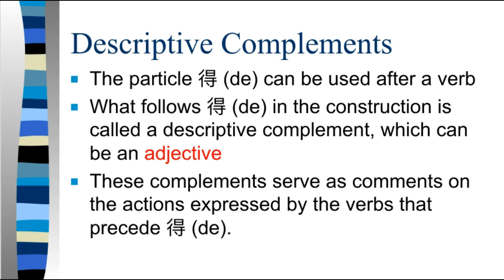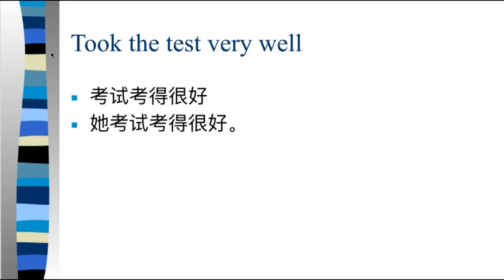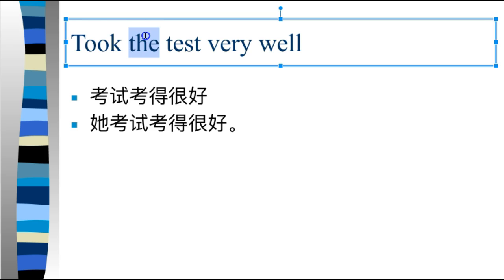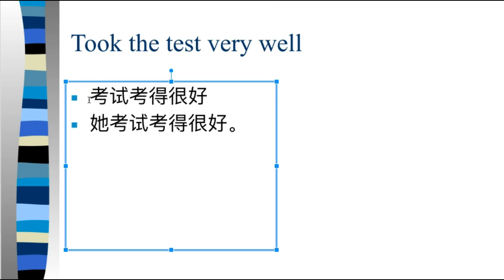Let's look at some more examples. How do I say took the test very well? Okay, so took is a verb. The test is the object. And very well is the adjective. But I have to connect these somehow. Remember, the whole structure with a verb object describing it is verb plus object plus verb plus 的 plus adjective. So, if I want to say 考试, that's a verb object, to take the test. 考试, again, you have the verb repeated. 考试考得很好。Took the test very well.